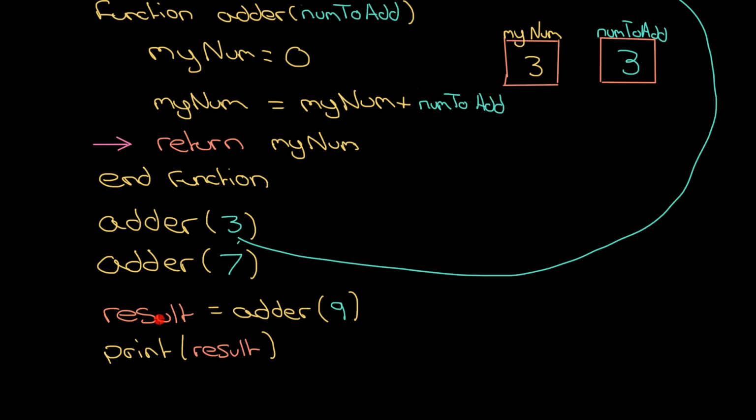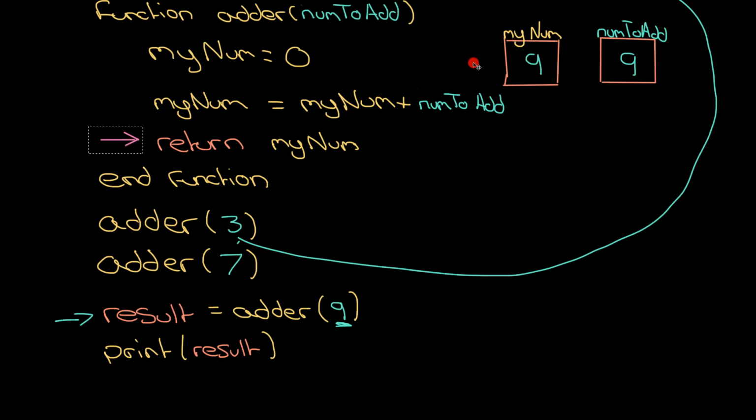But here, where I go result equals adder 9, I'd run through my function. We'd first pass the number 9 into num2add, because that's coming from the brackets here. We're focusing on this line here. This is the function, the line that we're running. So 9 would be in num2add. First off, we'd have 0 in mynum, so we'd go here, then we'd go down to here, and so we'd add 9 to it.